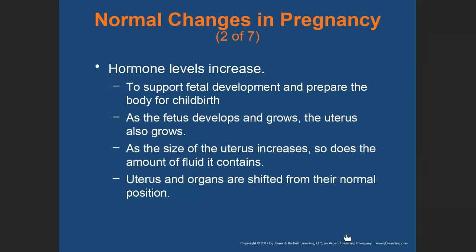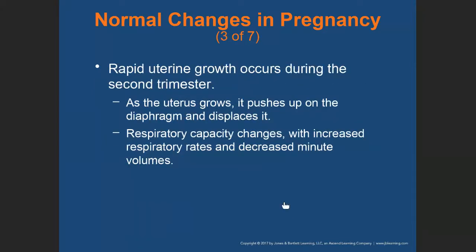Hormone levels increase to support fetal development and prepare the body for childbirth. As the fetus develops and grows, the uterus also grows. As the size of the uterus increases, so does the amount of amniotic fluid. The uterus and organs are shifted from their normal position. Rapid uterine growth occurs during the second trimester.